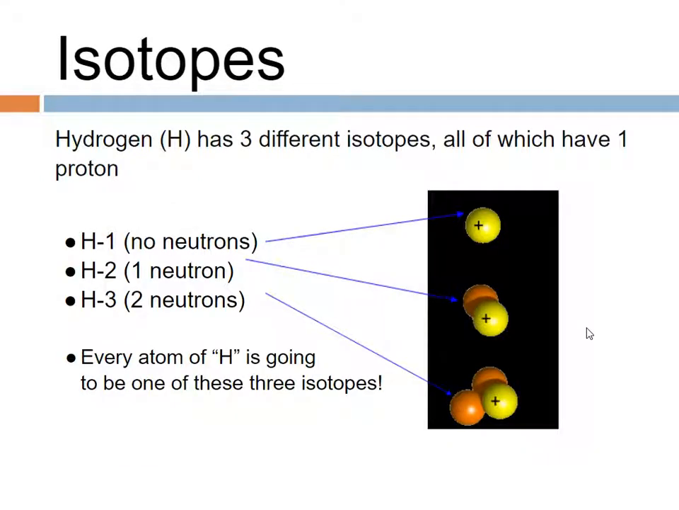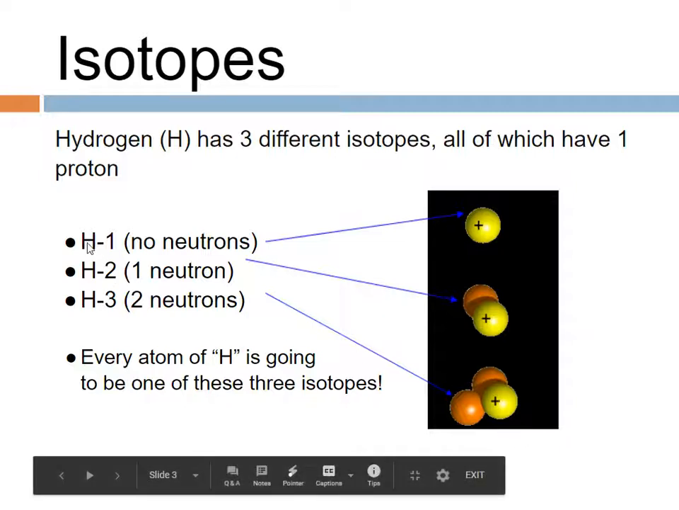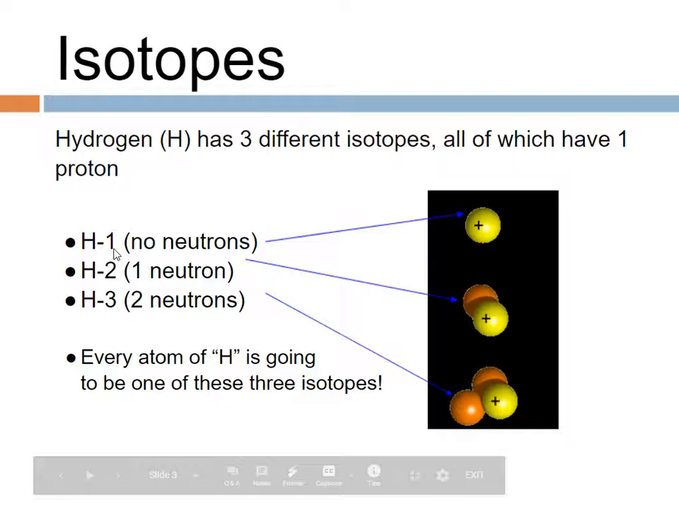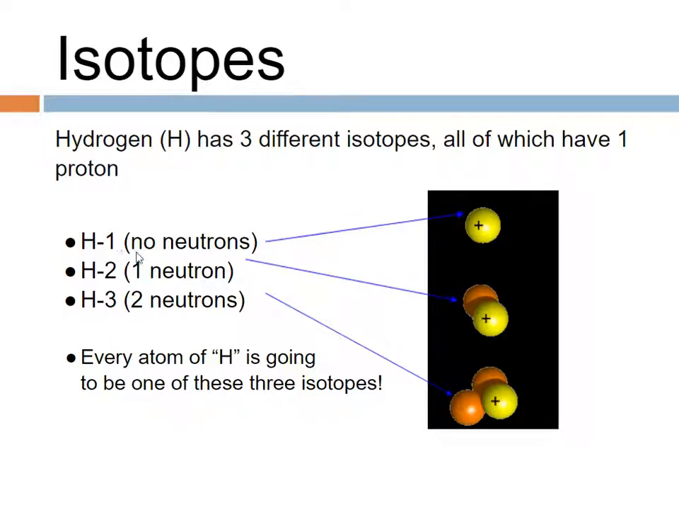Here are the 3 known isotopes of hydrogen. Hydrogen 1, hydrogen 2, and hydrogen 3. Notice you can write the whole name out or just use the symbol like I've done here. Hydrogen 1 is a version of hydrogen that has a mass of 1. We already know that hydrogen's atomic number is 1, which means it has 1 proton, and that means that it has no neutrons in its nucleus.